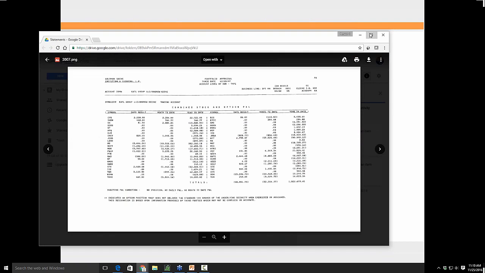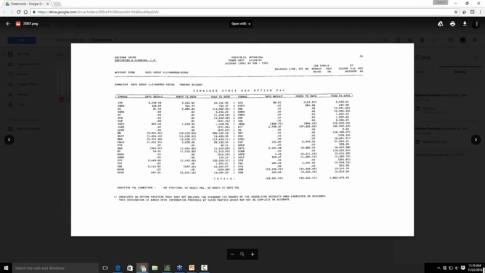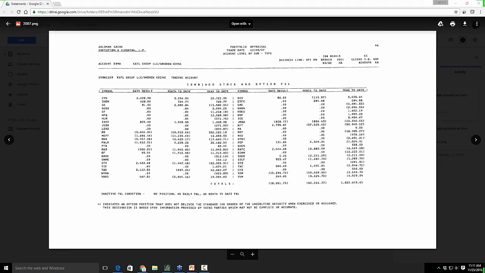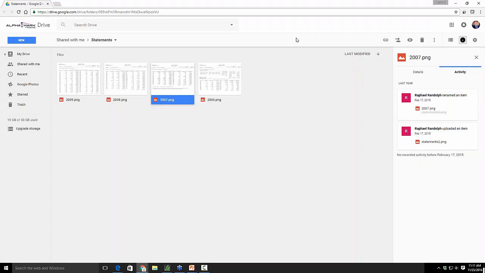So this is from 2007. As you can see here, the important things: it's my name, Andrew Keene, and the date, the last day of the year in 2007. Goldman Sachs was my clearing firm, and this is my profit for the year, $1.5 million, and that was my second best year. So I've made millions trading, guys, and I'm here to teach you today.